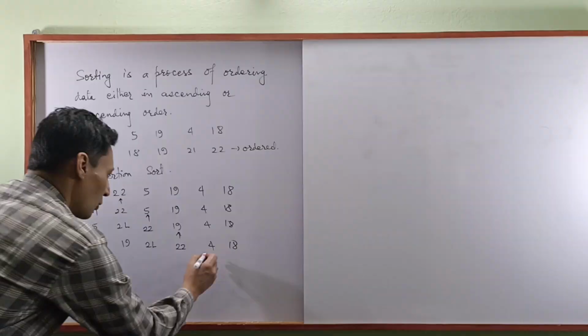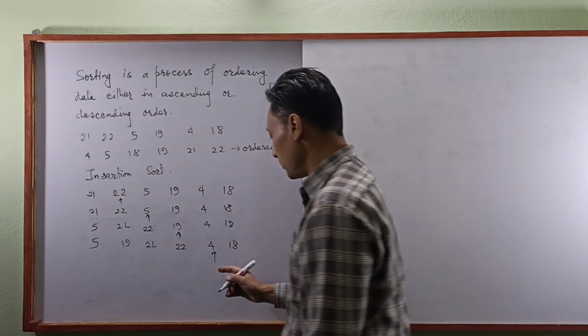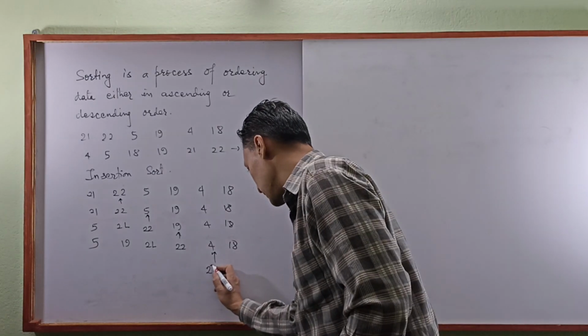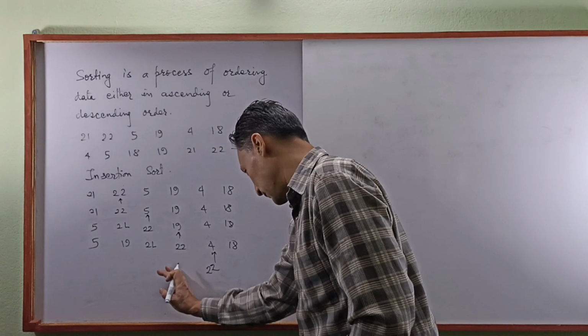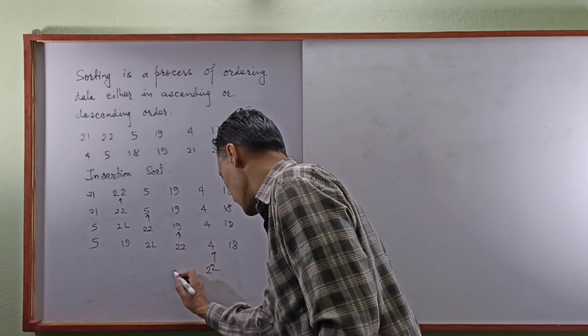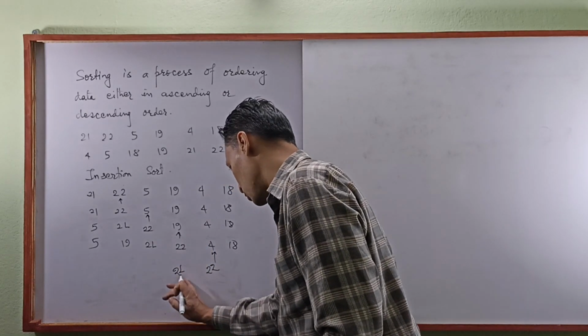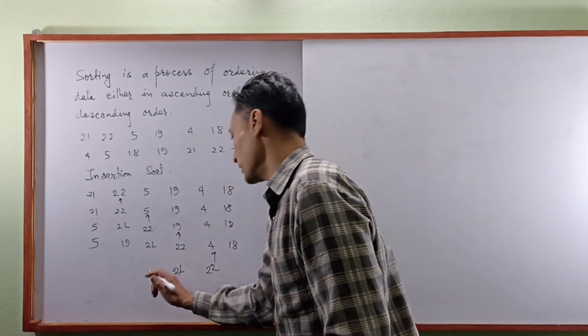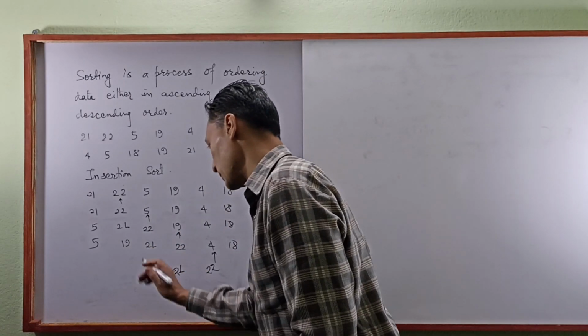Now we'll move the pointer here. Okay, now we'll compare 4 with 22. 22 is greater, shift it one position to the right. We'll compare 21 with 4, again shift 21 one position right. We'll compare 19 because these elements are greater than 4. So bring 19 also one position right.